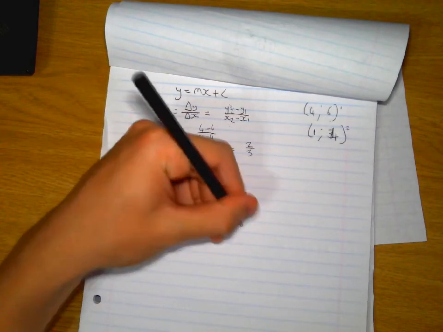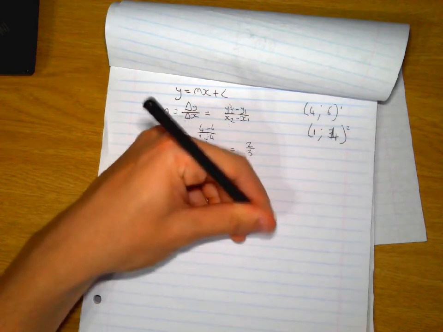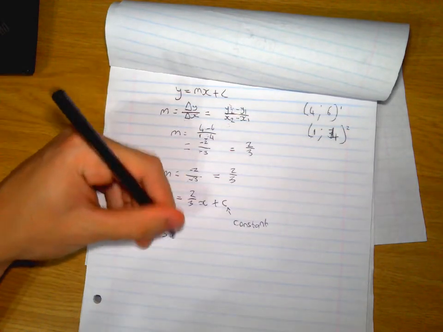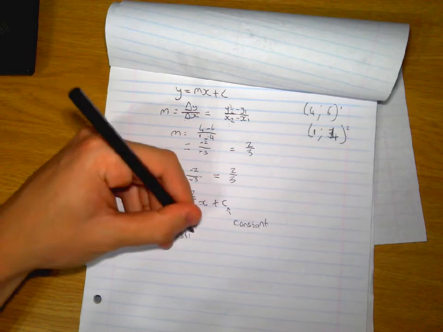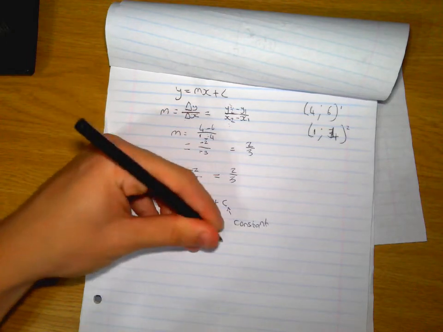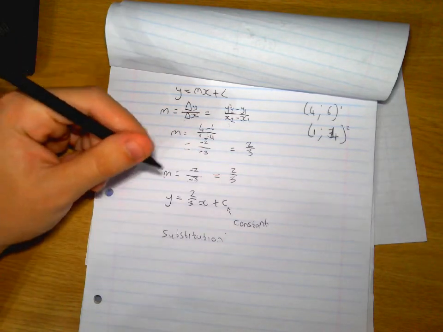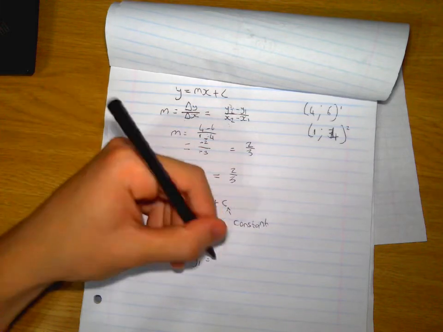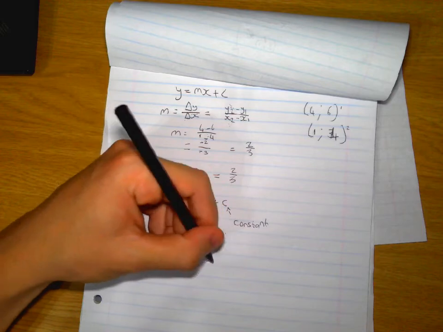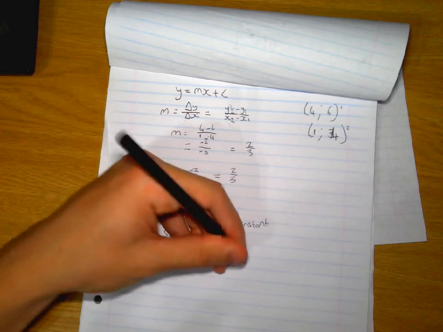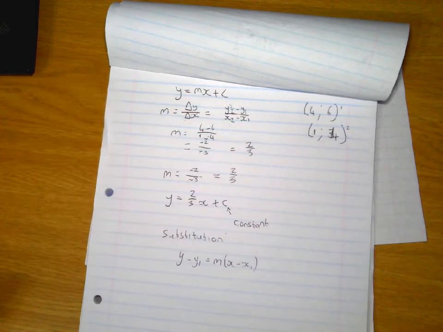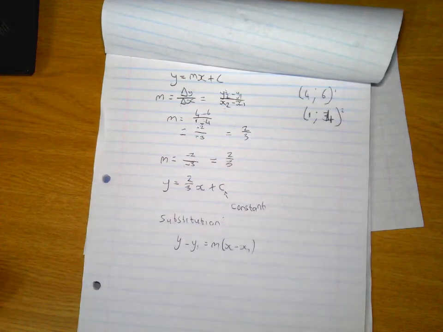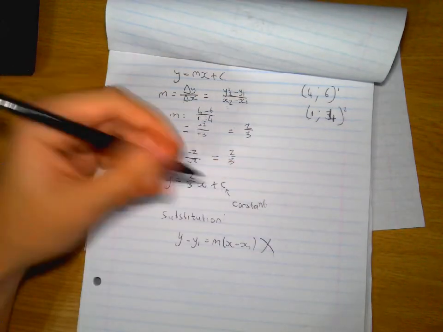Alright, and to get the constant, you need to use substitution. Okay, so that would be the formal way to do it. There was a formula in the book, in the notes: y minus y1 equals m times x minus x1. I really don't like that formula. It does work, but I would recommend you just don't do that.